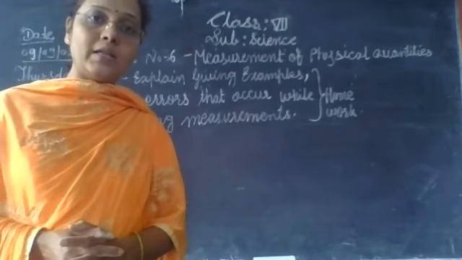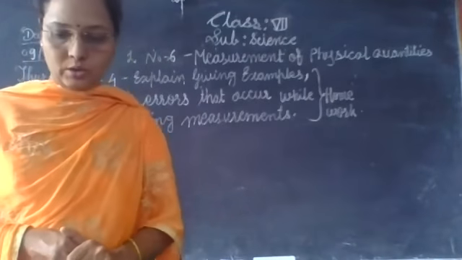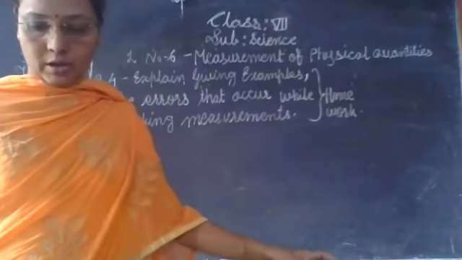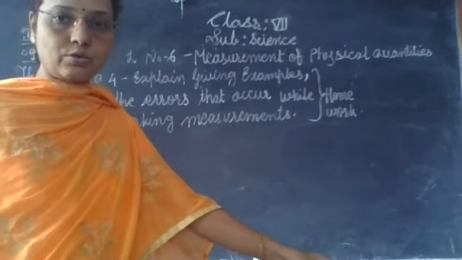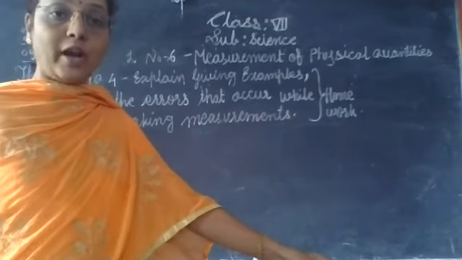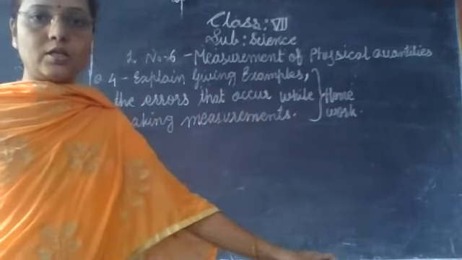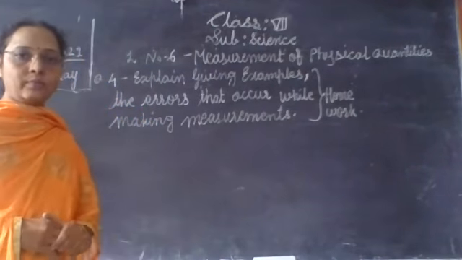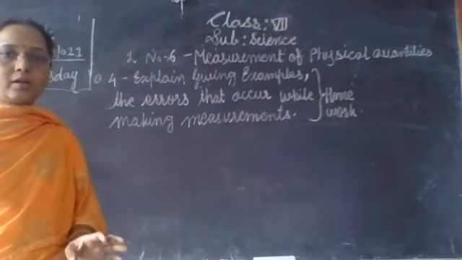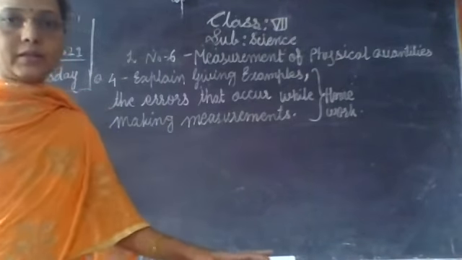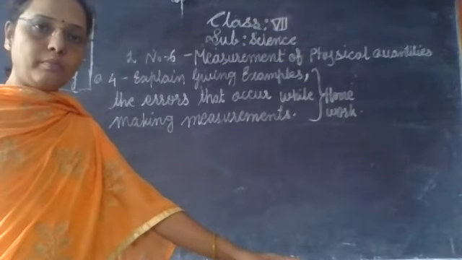If it is an electronic balance, its weight should be on zero. So you should check, no changes should be done on the pan of the balance. You should check the weight also, while purchasing the things. So these precautions you should take. So write down only three examples here. Explain the three examples, the errors that occur while making measurements.